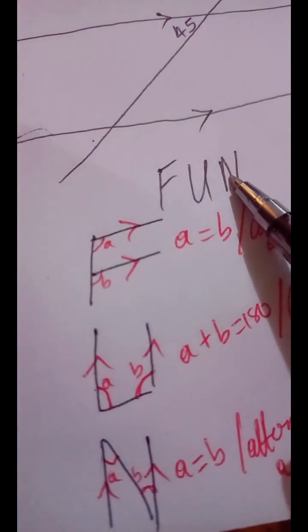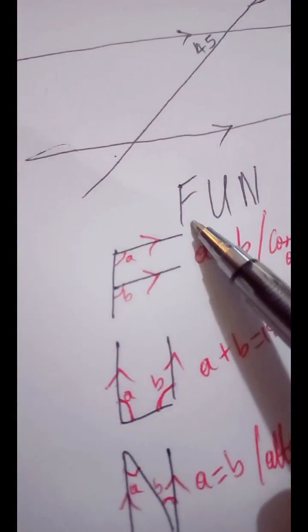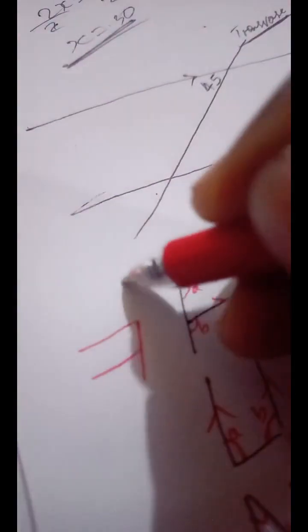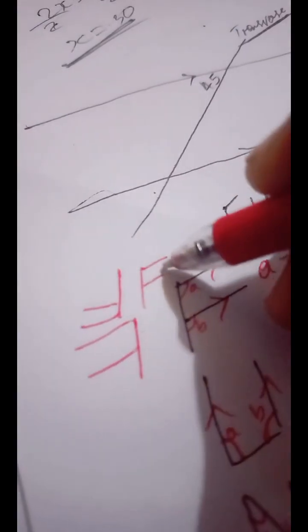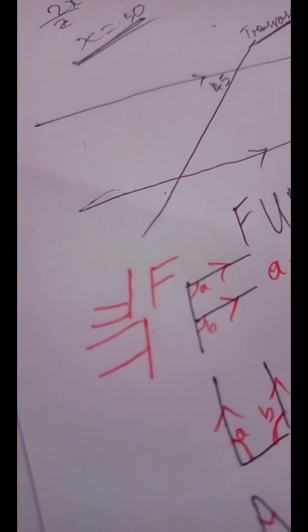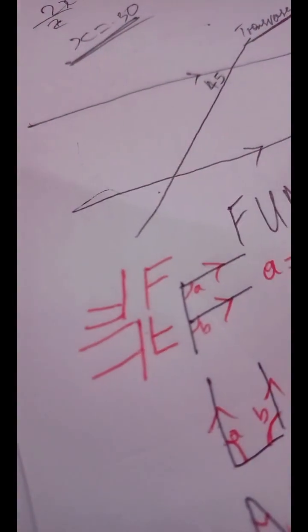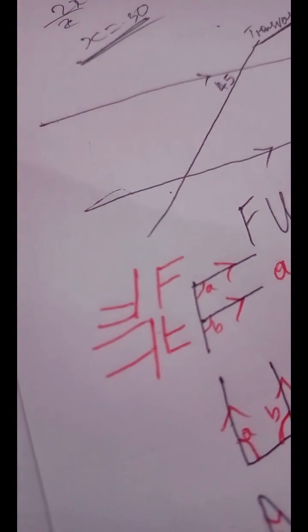F-U-N. So you have F. Let's look for F. It doesn't mean it must always be F. It can be like this. It can be upside down. As long as there are two parallel lines and an F is coming out. Right? As long as the F is coming out. Right?